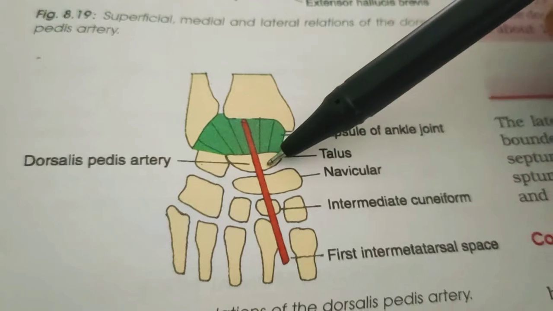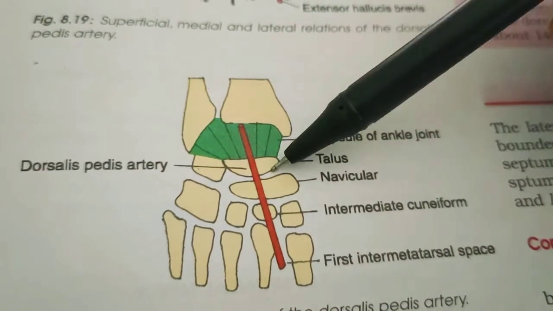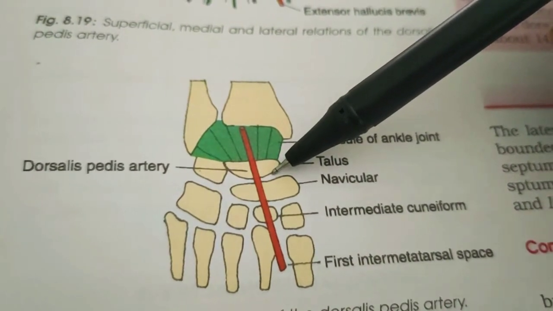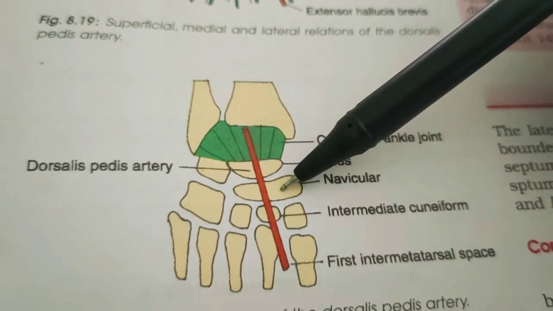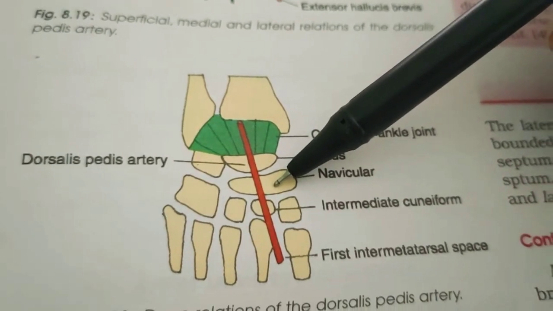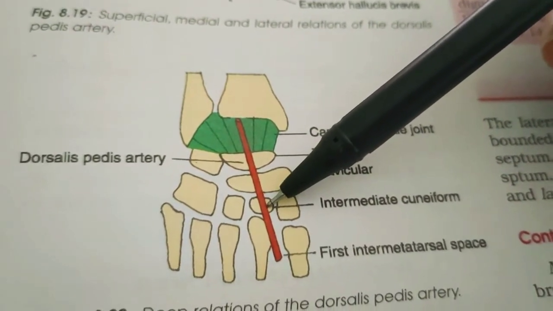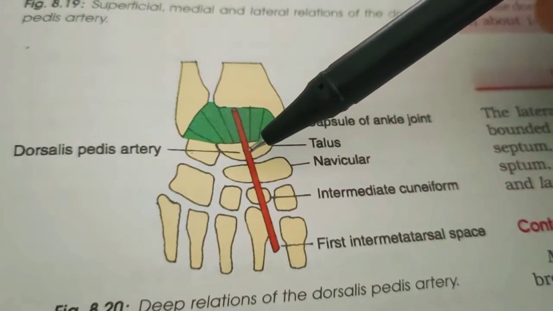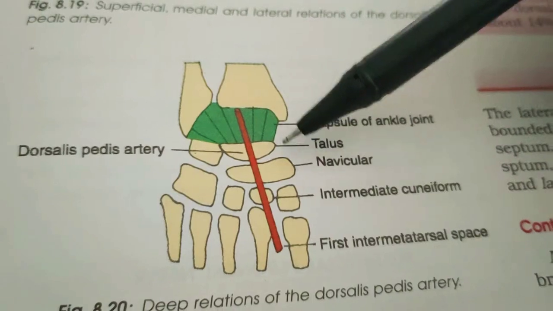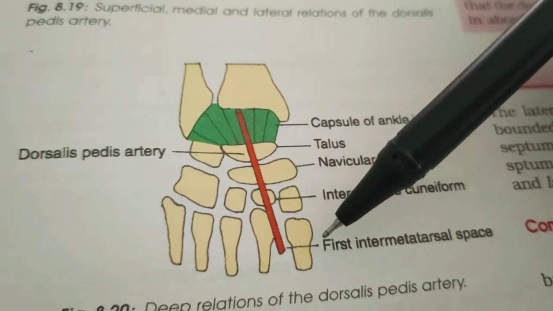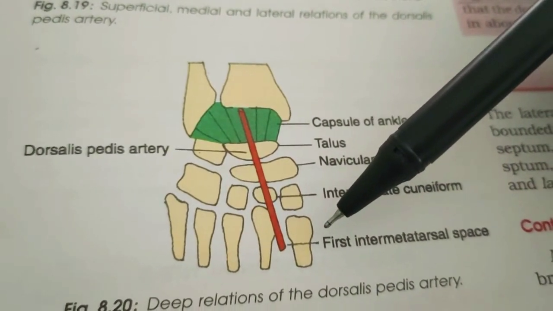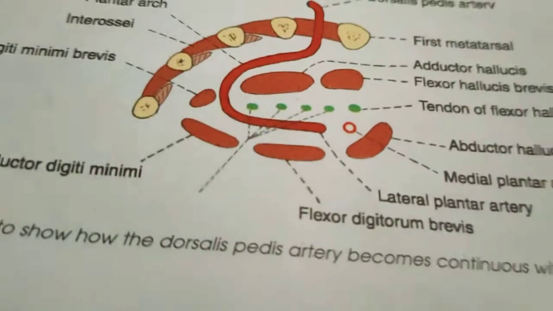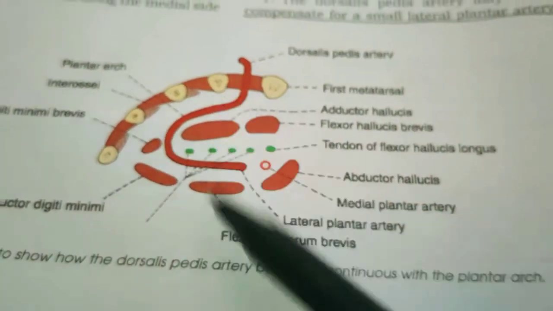You can see the talus bone present medially, and the navicular bone present next to it medially, and the intermediate cuneiform bone, and also different ligaments connecting them. Medially, there will be the extensor hallucis longus muscle. This diagram will be better for that. So this is the dorsalis pedis artery.